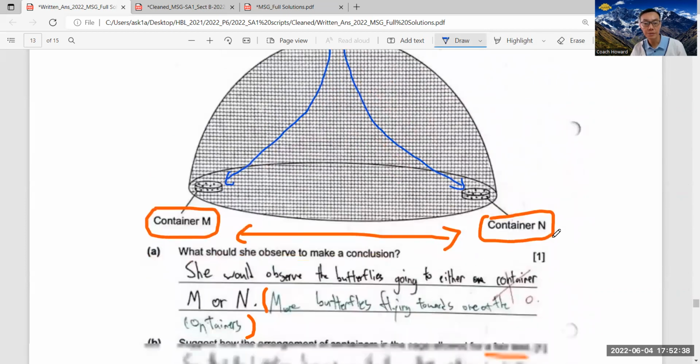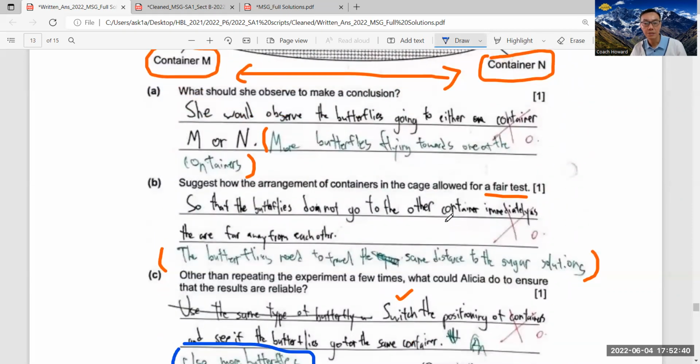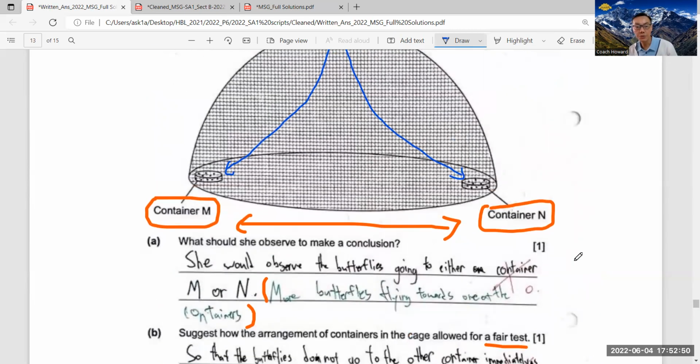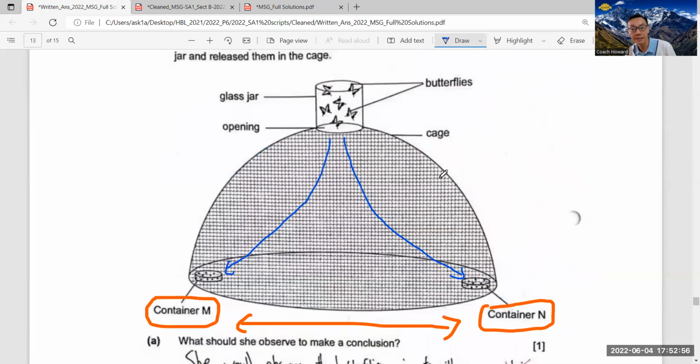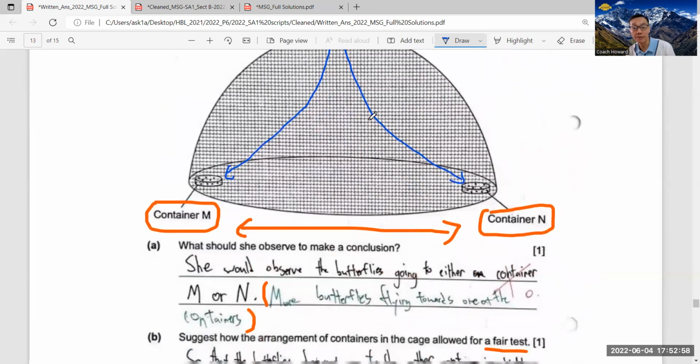So the reason, so the arrangement is the butterflies need to fly the same distance, the keyword, to the sugar solution. Or you can say that both sugar solution must be at the same distance from the butterfly, okay, from the butterfly.